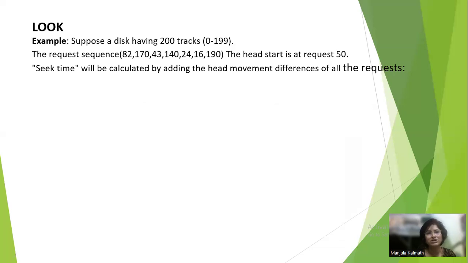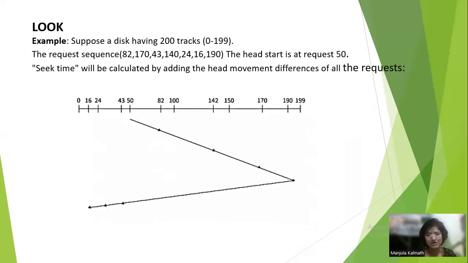One more algorithm is the LOOK. It is the same as SCAN, but here we have a difference. Here it gives service on both sides, and that's what LOOK is. If it is giving service only for one side, then it will be C-LOOK.